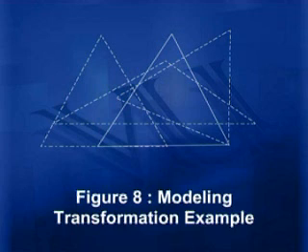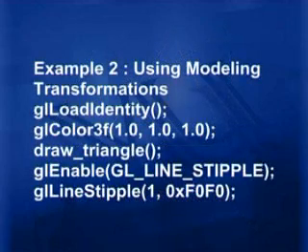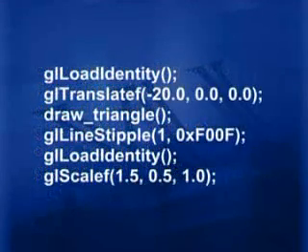So that's what comprises our 4 triangles that we're going to draw using this example. We start by glLoadIdentity, glColor3f 1.0, 1.0, 1.0, draw triangle, glEnable GL_LINE_STIPPLE, glLineStipple 1, 0xF0F0, glLoadIdentity, glTranslatef using arguments -20.0, 0.0, 0.0, draw triangle, glLineStipple 1, 0xF00F, glLoadIdentity, glScalef 1.5, 0.5, 1.0.